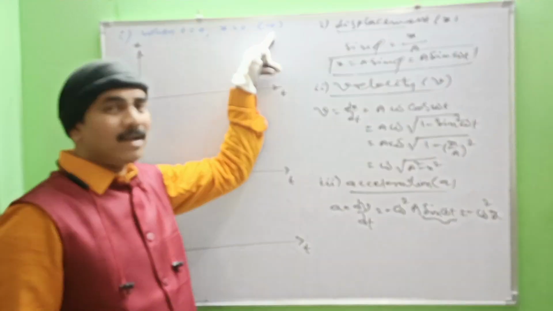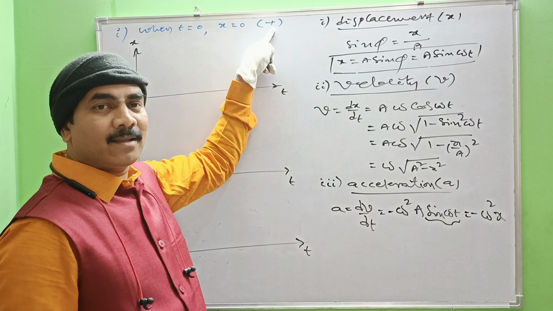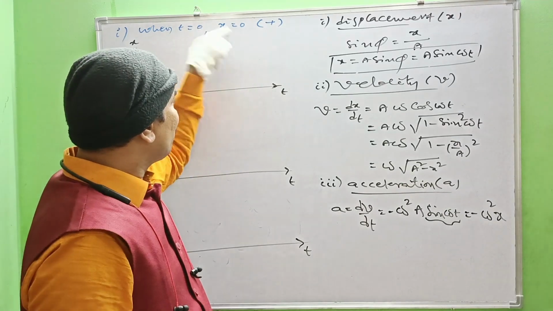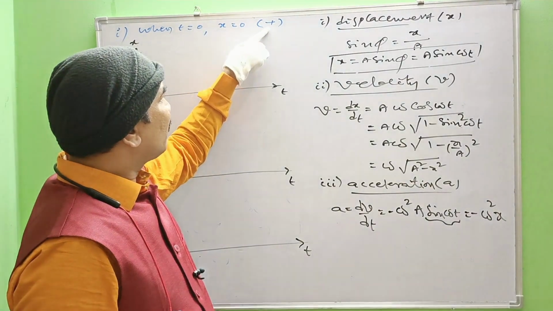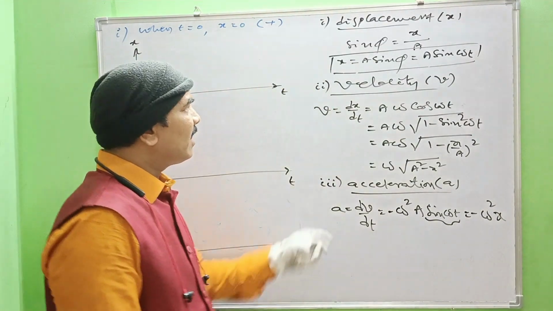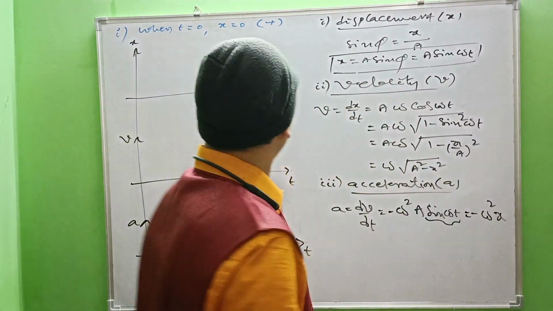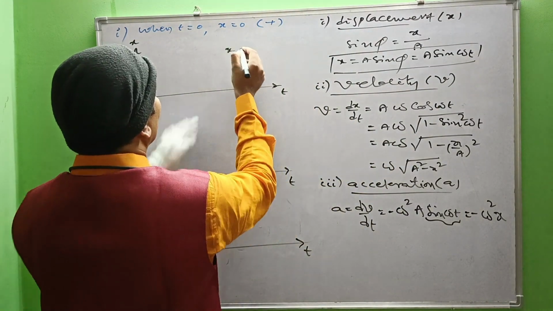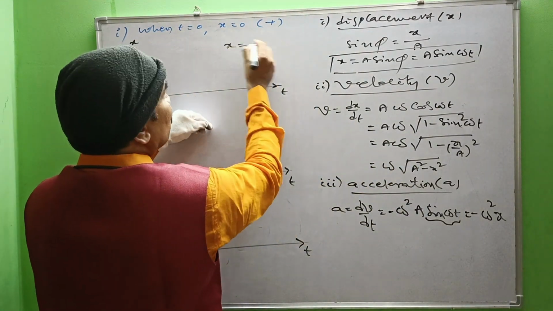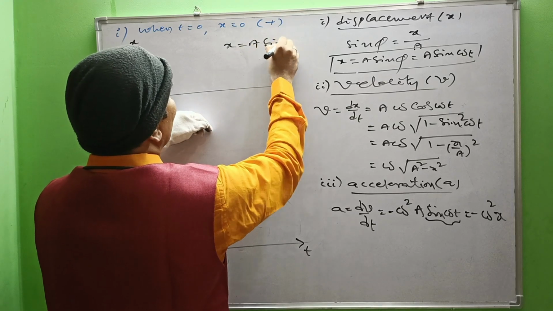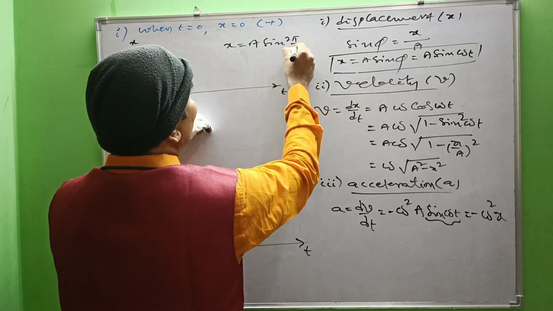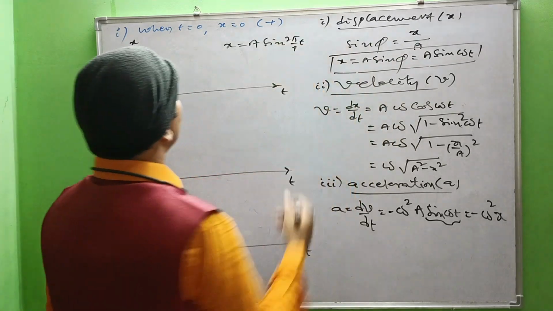Now, for this situation, t equal to 0, what is the position of the particle? Mean position. And see this positive sign here: the particle is at the mean position but moving along the positive x-axis. Now, what is the valid equation here? X equals plus a sin omega t, that is, x equals a sin of 2 pi by capital T into small t. This is the required equation.